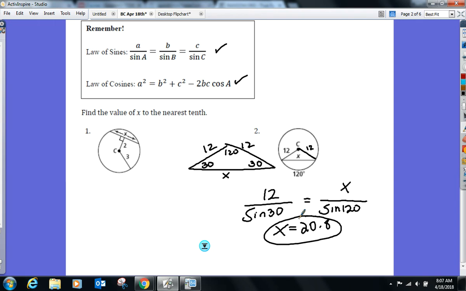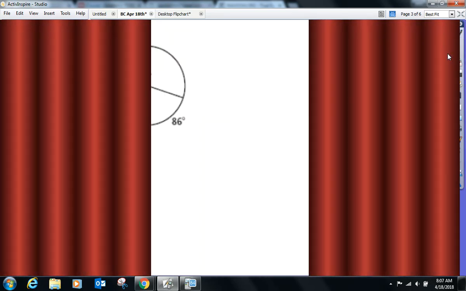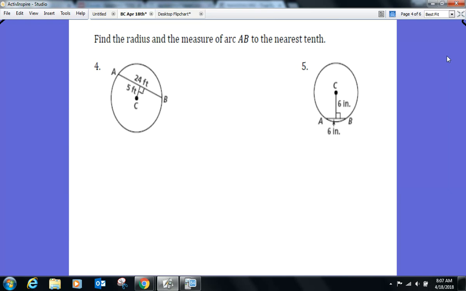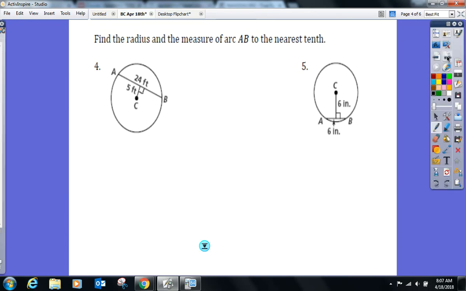Questions, comments? All right, I will give you an opportunity in your group to do 1. I will also give you an opportunity to do 3 in your group, okay? I want to go through a couple here, though. Here, let's get to 4 right now. All right, let's get to 4, everybody.